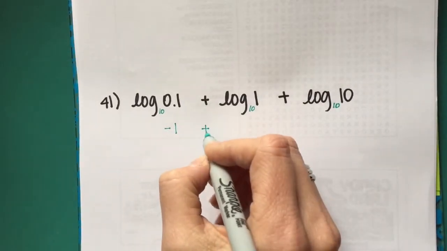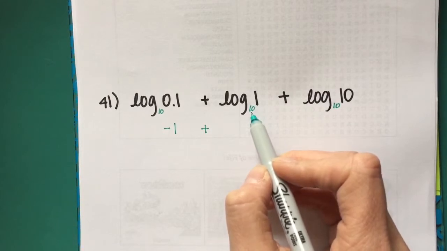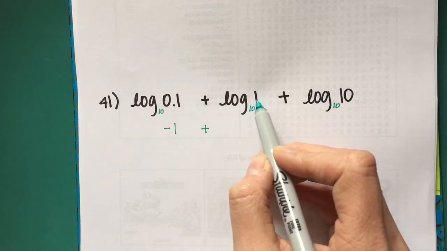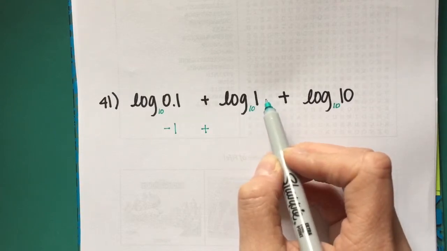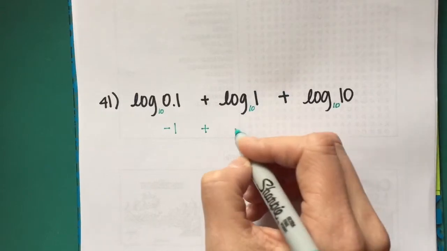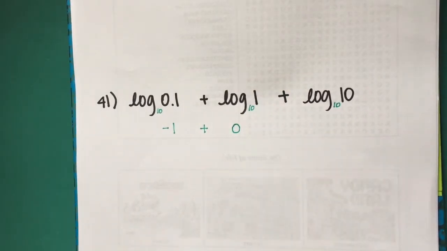plus 10 to what power equals 1? If this is a 1, remember, always equals 0. 10 to the 0 is 1. Anything raised to the 0 power will always be 1. So this is 0. 10 to the 0 equals 1.